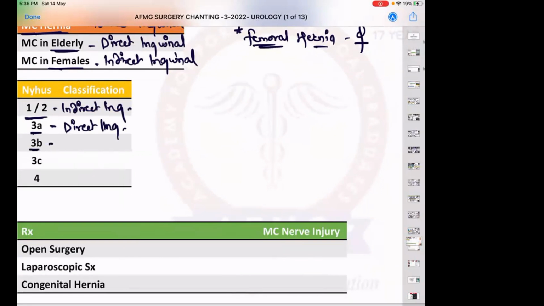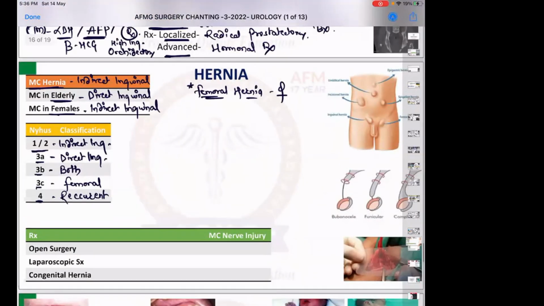Class 3B is for both, that is direct as well as indirect inguinal hernia. Class 3C is for the femoral hernia. And class 4 is for the recurrent hernia. No issues with this. This is the NIHS classification of hernia.